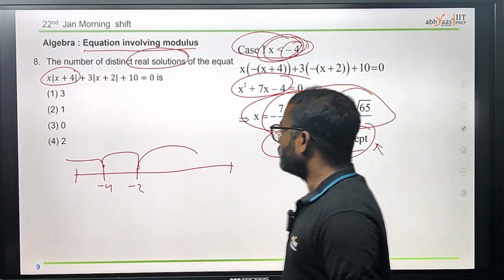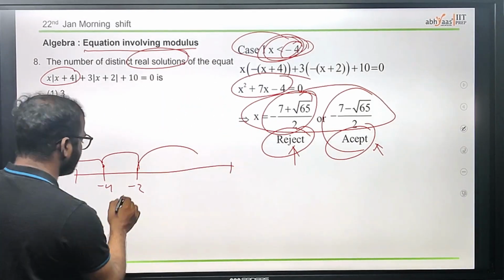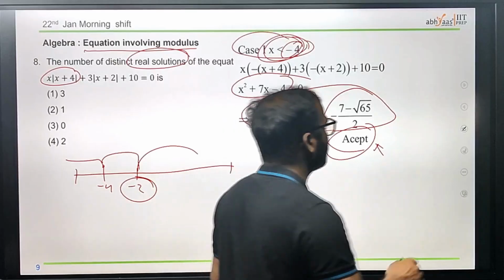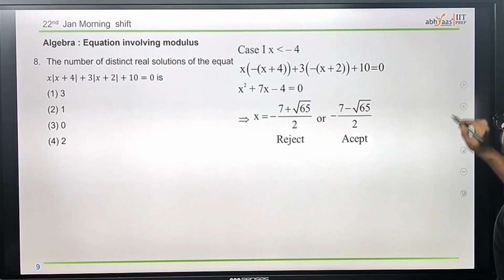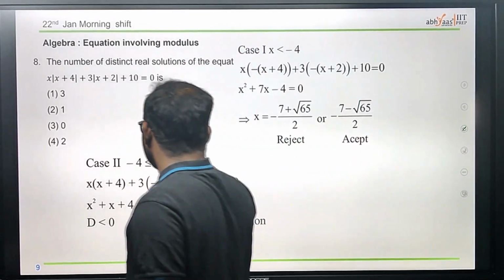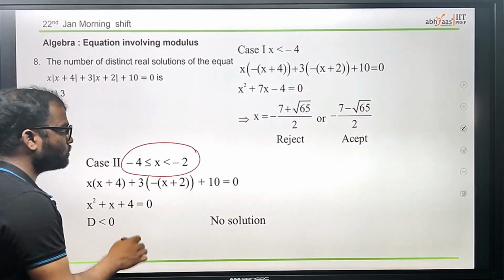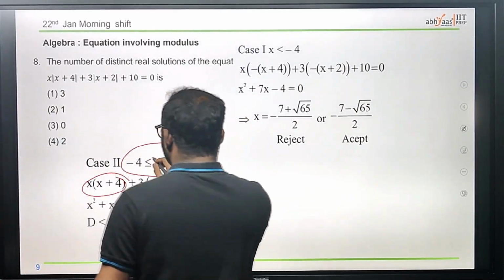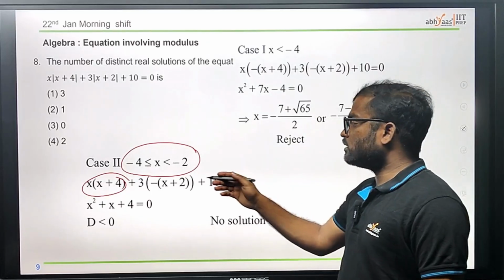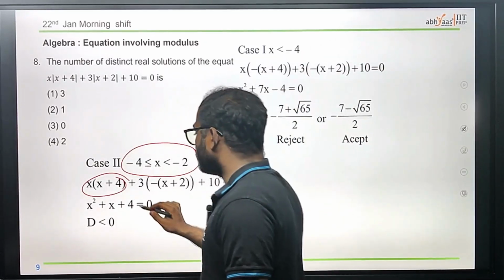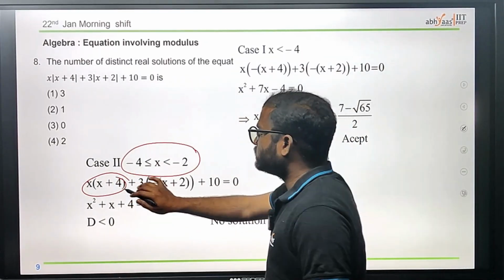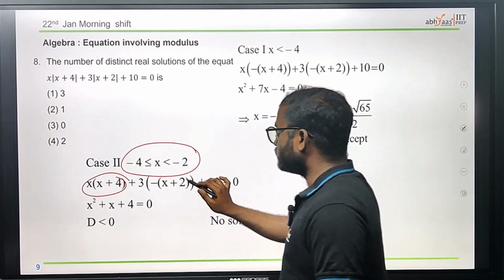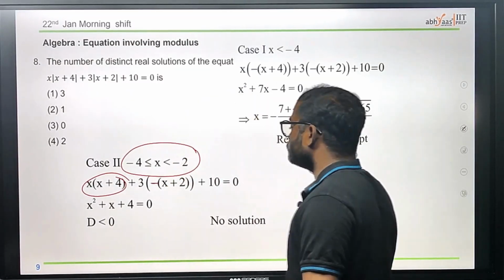Now we need to find the other cases, which are in between this case and greater than minus 2. Case 2 is in between minus 4 and minus 2, with minus 4 included, which is x greater than or equal to minus 4. For that reason we take plus 1, which is x plus 4, and next, since x is less than minus 2, we take minus of x plus 2, plus 10.